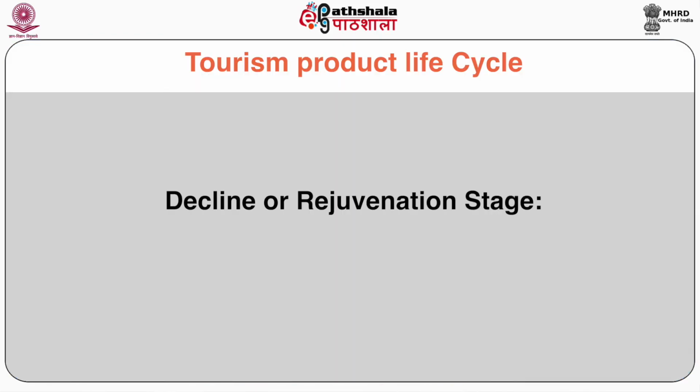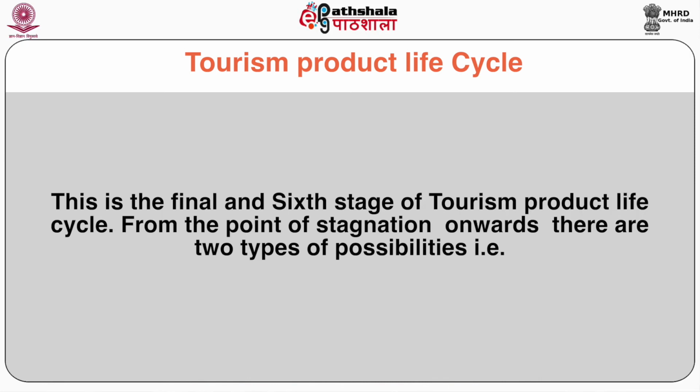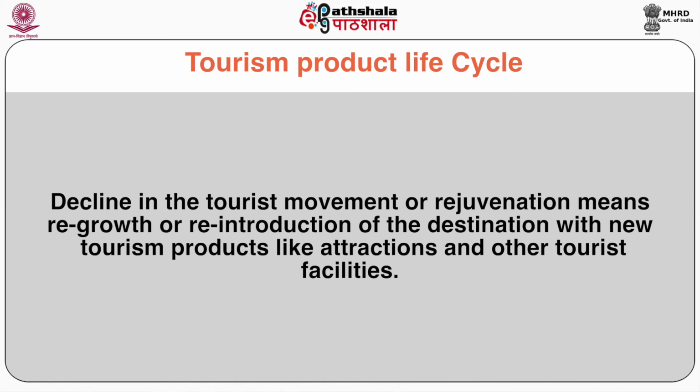Then the next stage is the decline or the rejuvenation stage. This is the final and the sixth stage of the tourism product life cycle. From the point of stagnation onwards, there are two possibilities, that is decline in the tourist movement or rejuvenation, meaning regrowth or reintroduction of the destination with new tourism products like attractions and other tourist facilities. There can be slow or rapid decline of a particular destination. Visitor numbers will start falling and regular visitors are replaced by tourists looking for an affordable or cheap vacation or trip.